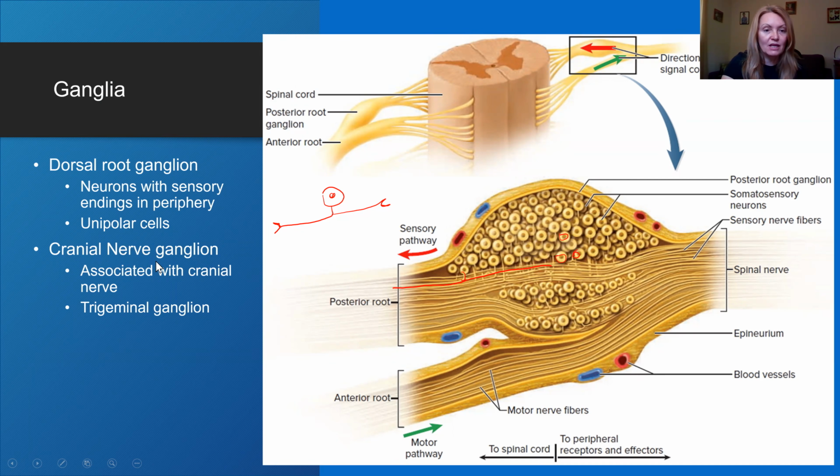So cranial nerve ganglion. We have spinal nerves and we have cranial nerves. So cranial nerves also will have ganglions. They are associated with cranial nerves. For example, trigeminal ganglion. That's a ganglion of the trigeminal nerve. That means this is where the cell bodies are found, right? Of the axons that form this trigeminal nerve.